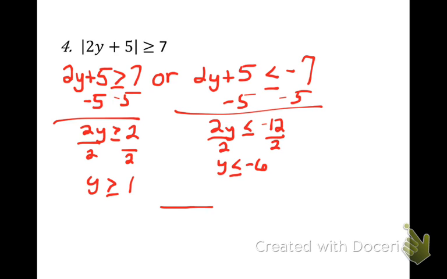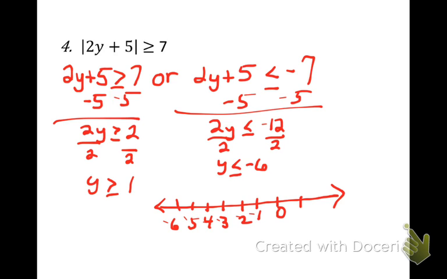Now again, this is an OR, so when we graph it, we're graphing the union of the two. Graph the part below, so greater than or equal to 1 would include 1 and all numbers to the right. Less than or equal to negative 6 would include negative 6 and all numbers to the left.